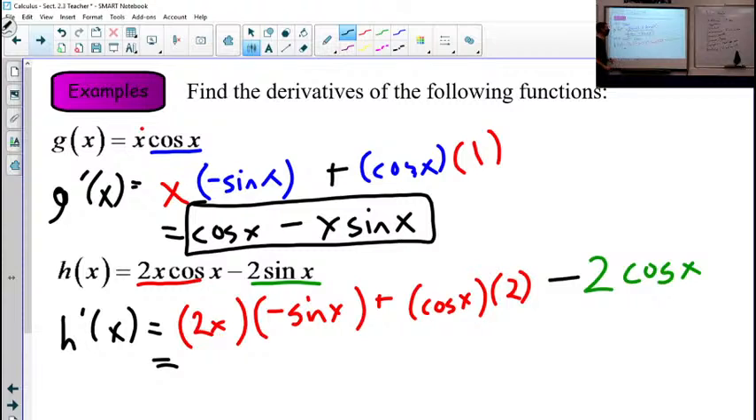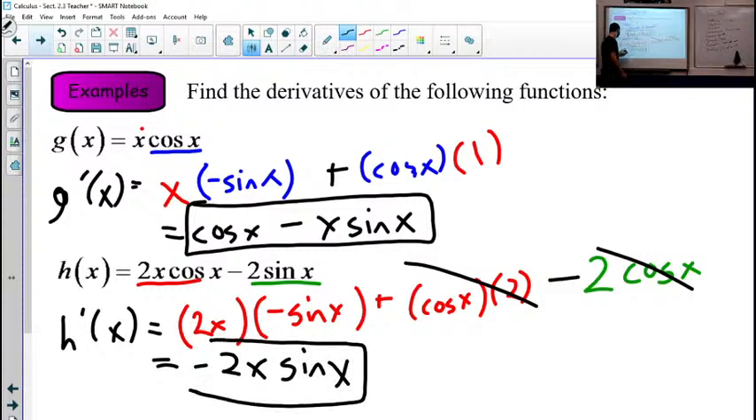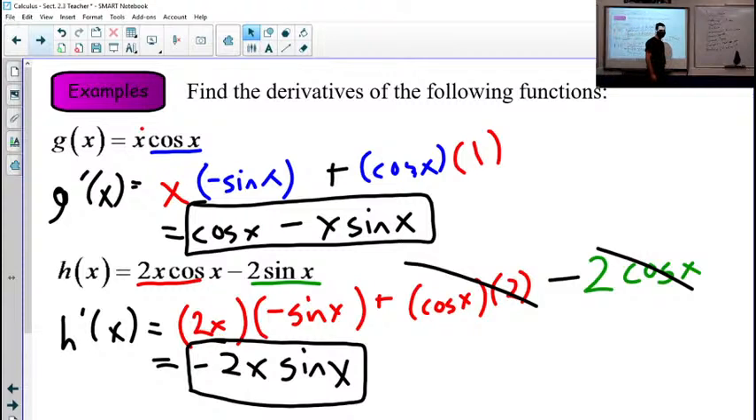So if we wanted to simplify this, this can actually be simplified a little bit. Because I have a cosine of x times 2, and then minus 2 cosine of x. So these can actually cancel. And all we're left with is negative 2x sine of x. Questions so far?